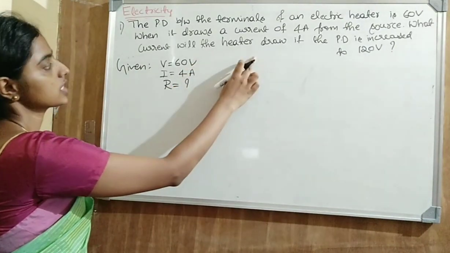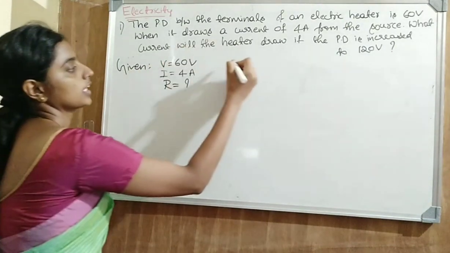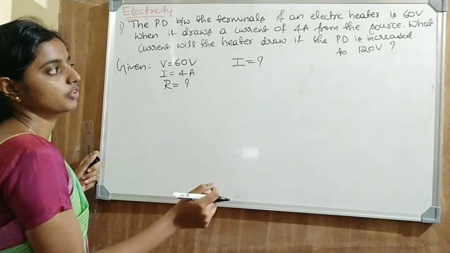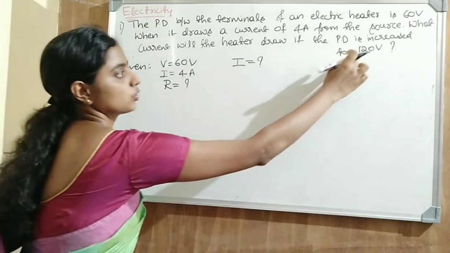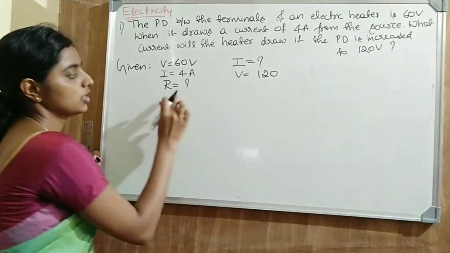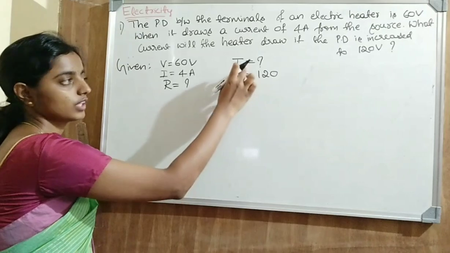And see in the second statement, what is the current we need to find out? I. What current will the heater draw if the potential difference is increased to 120? V is equal to 120. Using this R, we need to find out the current here.